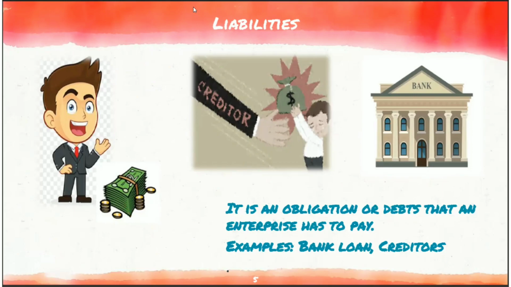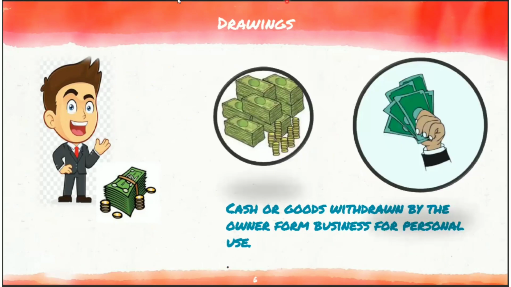Next, we'll move on to the next concept, that is drawings. Here, drawings is nothing but, in the previous example I told you, this Hari started his business with rupees. What was the capital? His capital was 10 lakh, right? He started his business at rupees 10 lakh. Okay, now he has 10 lakhs in his business. Now, what happened? Out of that 10 lakh, he withdrew 2 lakh rupees.